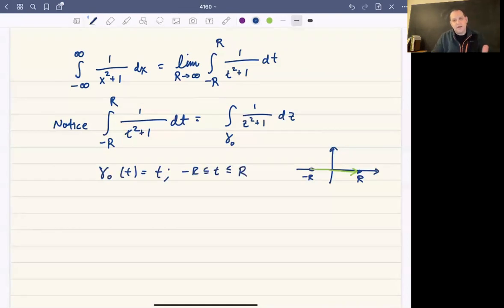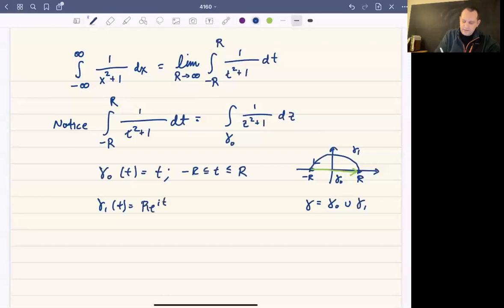The reason why complex analysis is going to be useful is that we're going to make a closed path. So let's look at another curve. That was gamma naught; let's call this gamma 1. And then gamma will be the union of those two. Gamma 1 is going to be the top half of a circle of radius r, starting at the point r, going to negative r. So gamma 1 of t is going to be r e to the it, where t goes between 0 and pi.